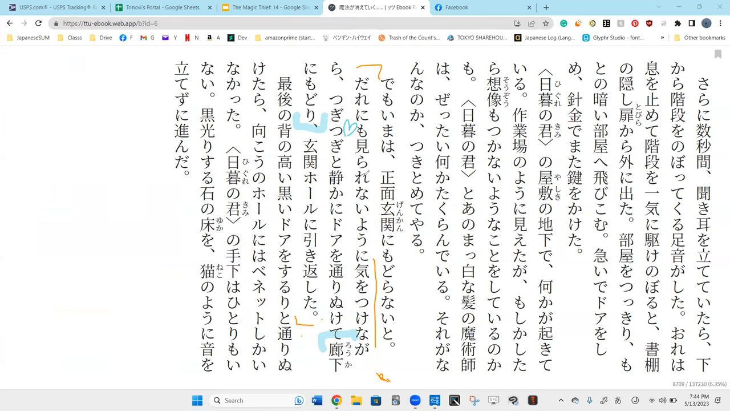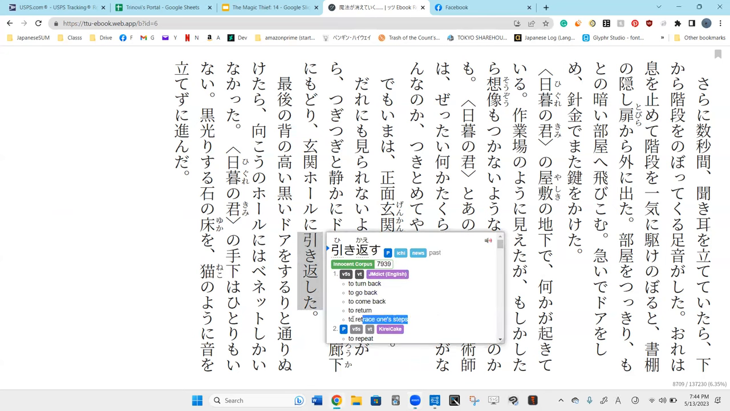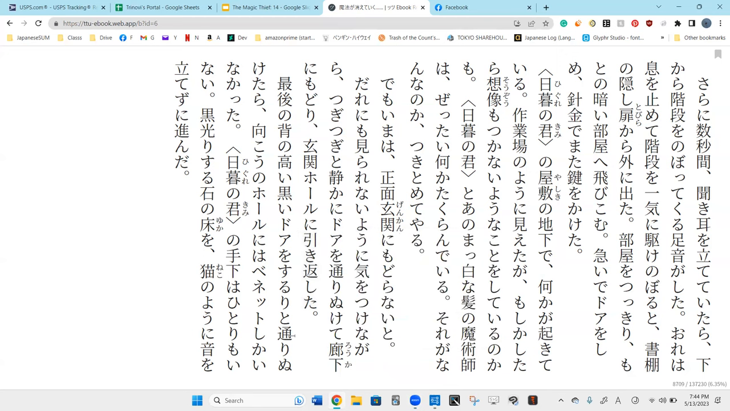Roka ni modori. I've returned back to the hallway after I've gone through all those doors. Then genkan horu ni, the reception of the hallway, hiki kaeshita. I went back to the hallway reception, the reception hall. And it's using hiki to specifically mean to retrace one's steps, which they really could have just done modori a second time, but I think they were like, I just used modori, gotta grab a new vocab word.